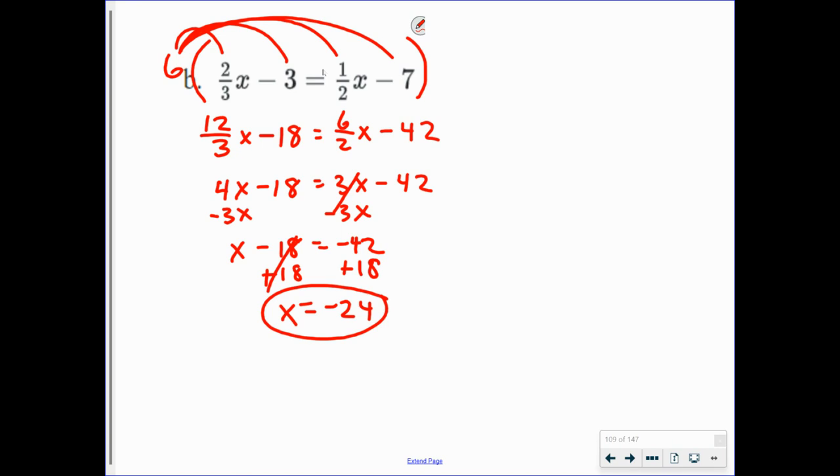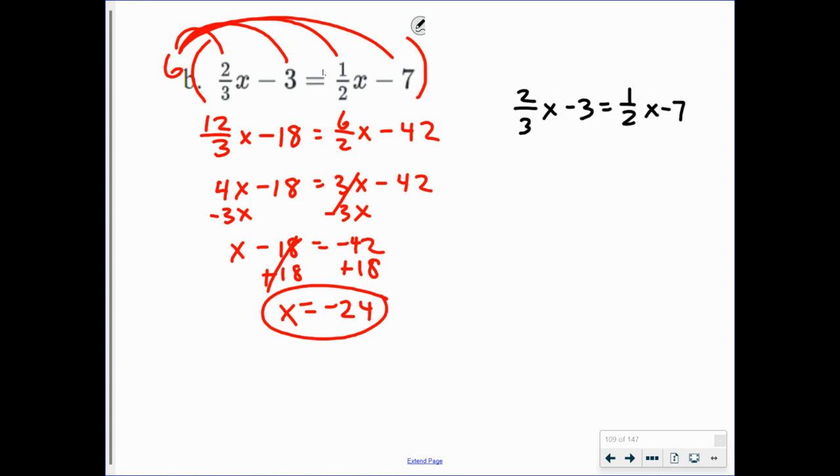So please go ahead, and we know that the answer is x equals -24. Please go ahead and rewrite this expression to the right. 2/3 x, let me fix that there so you can see it right. 2/3 x minus 3 equals 1/2 x minus 7.